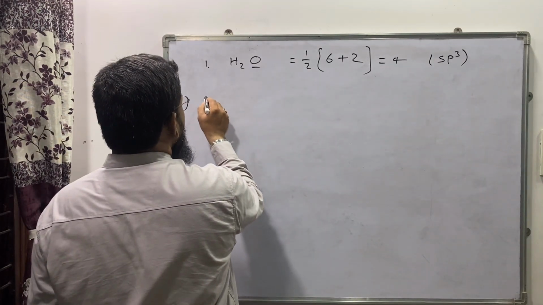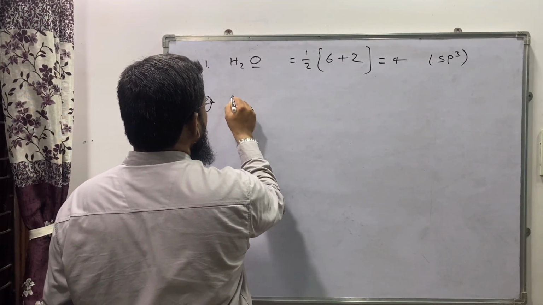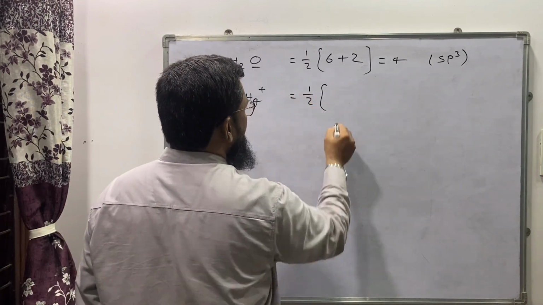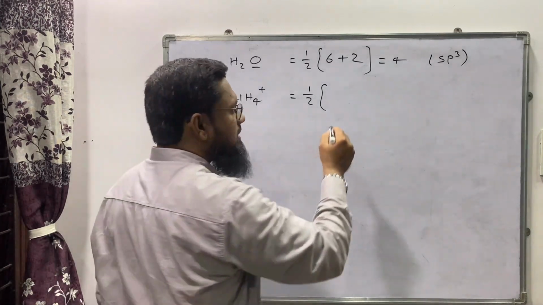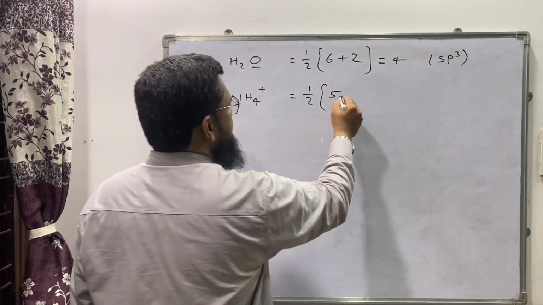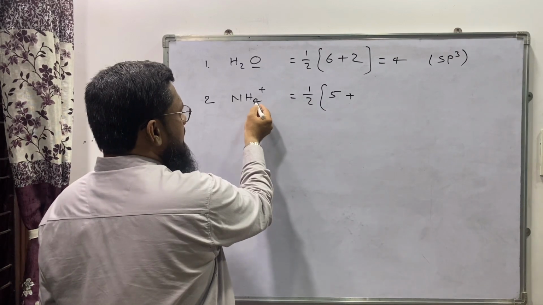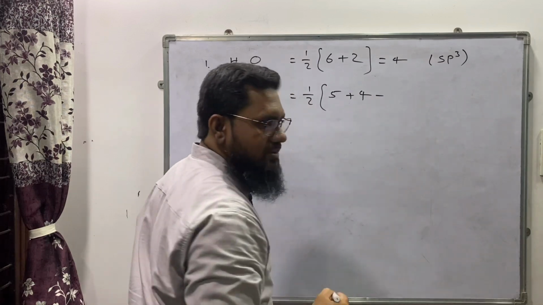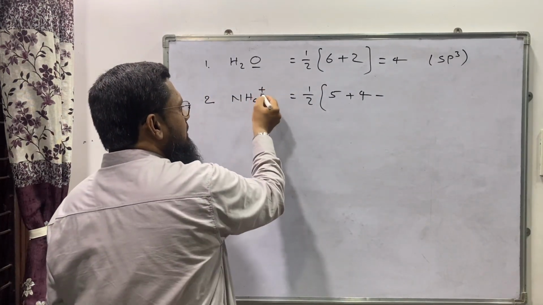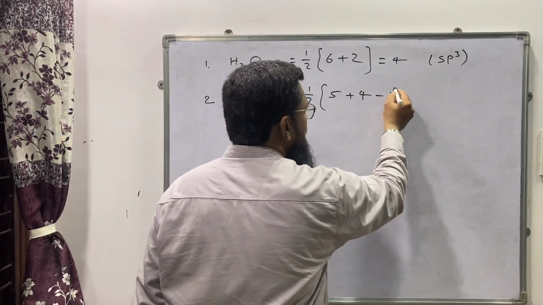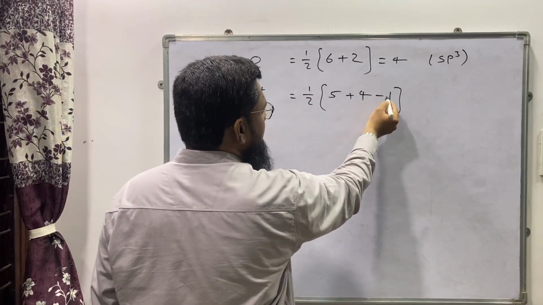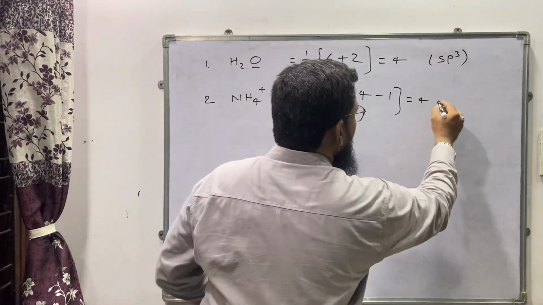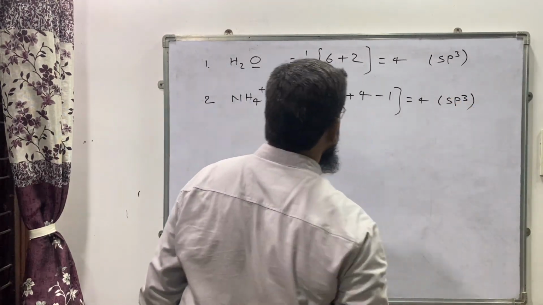Now let's see the example of NH4 plus. So you know the formula, it is half of V plus X minus C. Nitrogen is having the 5 valence electrons, plus X is the number of monovalent atoms. We have the 4 hydrogens, so we take the 4. C is the charge on cation. So here we have one positive charge, so we take here 1. So 5 plus 4, 9, 9 minus 1, 8. 8 by 2 means 4. Again here the 4 means sp1, p2, p3. So it is the sp3 hybridization.